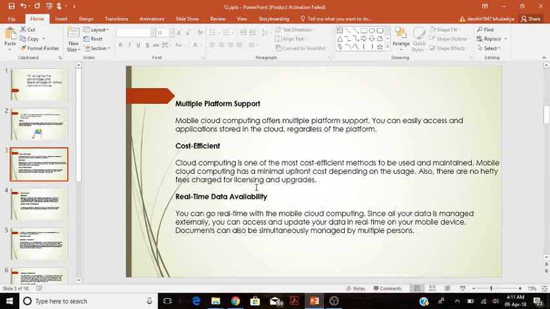So cost efficient. That is also an advantage. Cloud computing is one of the most efficient methods to be used and maintained. Mobile cloud computing has a minimum upfront cost depending on the usage. Also, there are no fees charged for licensing and upgrades. The other advantage is real-time data availability. You can get real time with mobile cloud computing. Since all your data is managed externally, you can access and upload your data in real time on your mobile device.